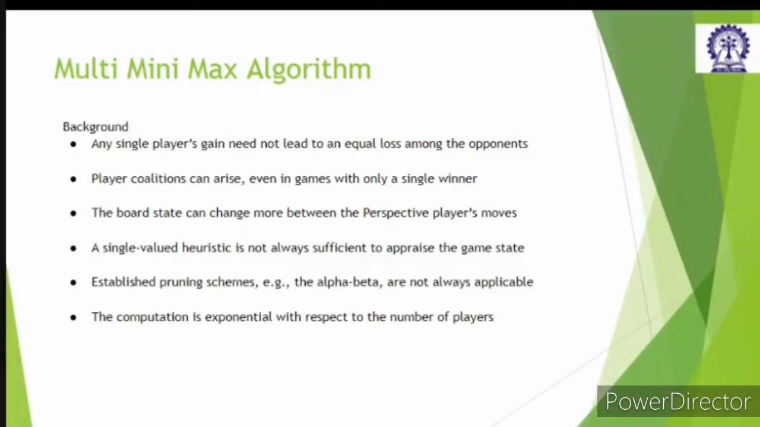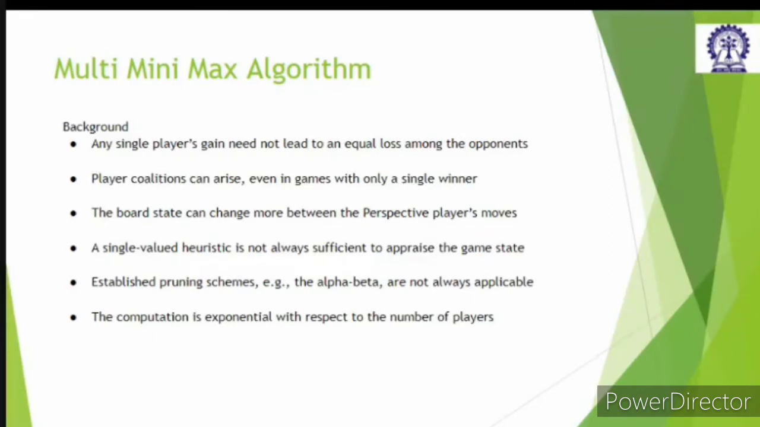The minimax principle has been shown to be an effective scheme for playing two-player games. Compared to traditional two-player game playing, multiplayer environments, through the addition of other self-interested agents, introduce a range of new complications and challenges. These include: any single player's gain need not lead to an equal loss among the opponents. Players' coalitions can arise even in games with only a single winner. The board state can change more between the prospective players' moves.